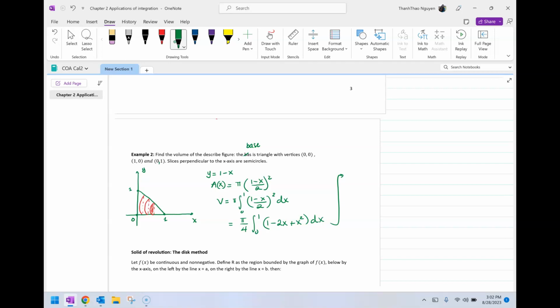So then V equals pi over 4 times x minus x squared plus one third x to the third, evaluated from 0 to 1. That is pi over 12.